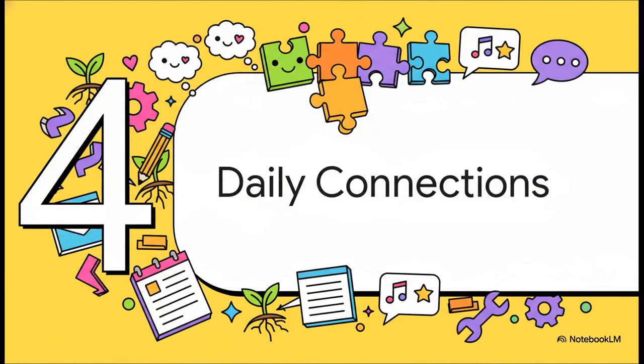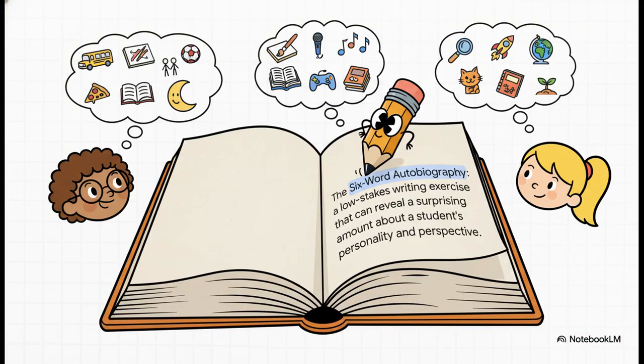Okay, so we've laid the foundation, but how do we maintain these connections every single day? This next part of the toolkit is all about quick, simple strategies you can use to keep strengthening those bonds. This is a fantastic one. It's inspired by that famous, maybe not totally true story about Ernest Hemingway. You just ask students to tell their life story in, you guessed it, 6 words. It's a really low-stakes writing exercise that can reveal a surprising amount about a student's personality.